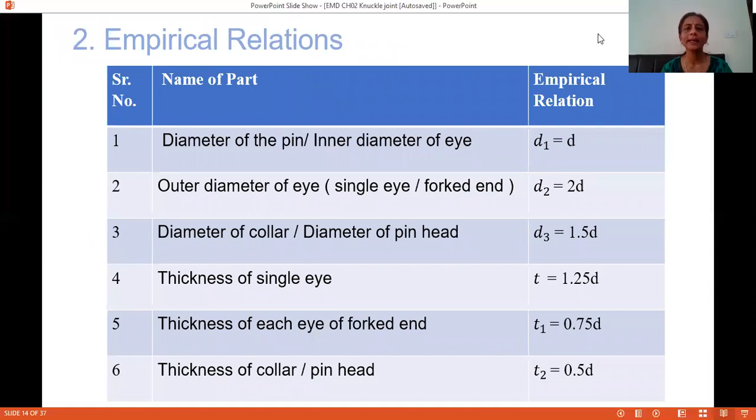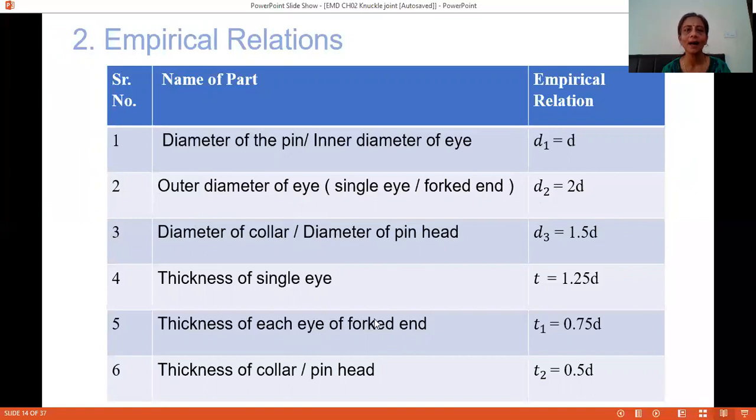From these empirical relations, we can get all dimensions of the knuckle joint. And those empirical relation values have come from past experience and are based on experiments. So diameter of pin or inner diameter of eye D1 is equal to D. Outer diameter of eye is 2D. Diameter of collar and diameter of pin head is 1.5D.